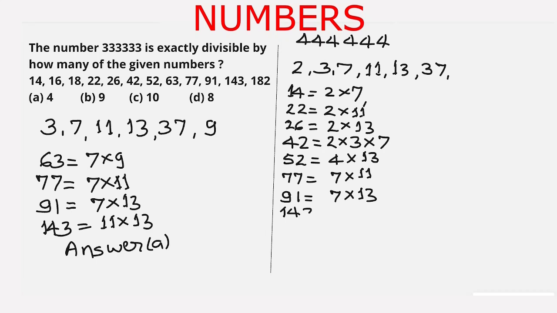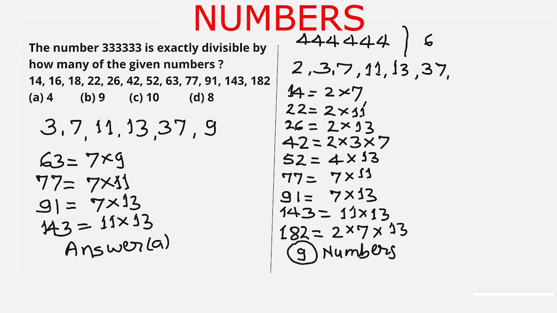This number is divisible by 143 as the factors of 143 are 11 and 13, and the given number is divisible by 11 as well as 13. So it is divisible by 143. The factors of 182 are 2, 7 and 13, and the given number is divisible by 2 as well as 7 as well as 13. So it is divisible by 182. Thus the given number is divisible by 9 numbers out of the given set of numbers.